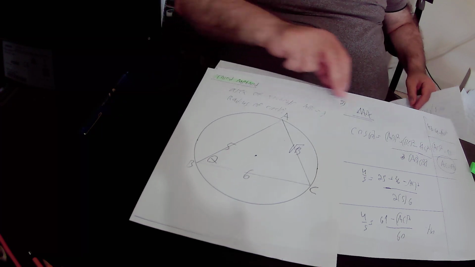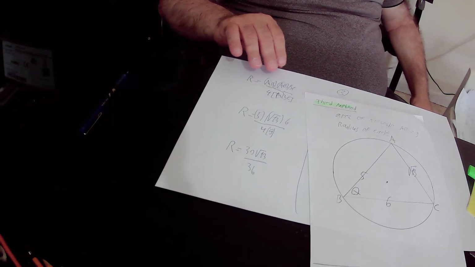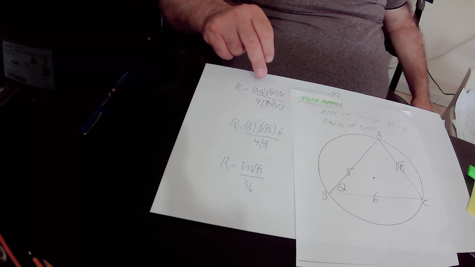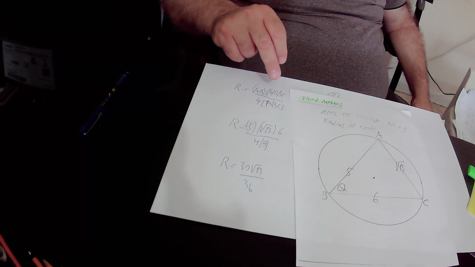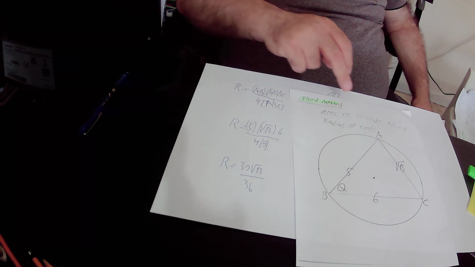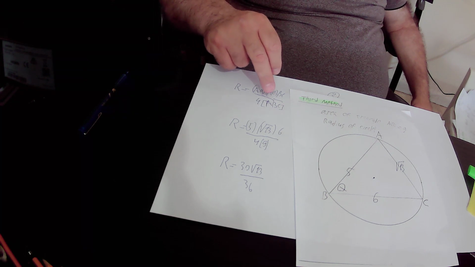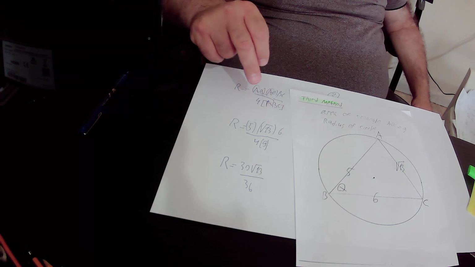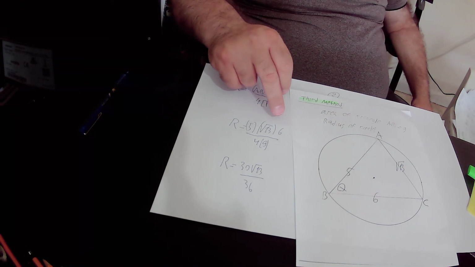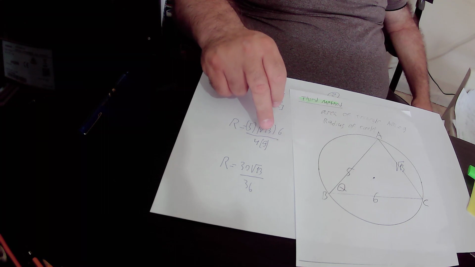Then I presented to you a new formula. According to this new formula, the radius of the circle that blocks triangle ABC will be equal to the multiplication of the sides of the triangle over 4 times the area of the triangle that is blocked by the circle. So the multiplication of the sides is AB times AC times BC over 4 times the area of triangle ABC, and the area of triangle ABC is 9 square units.